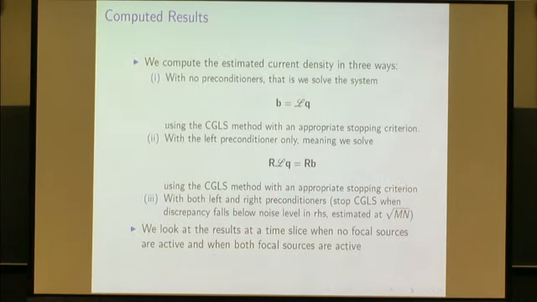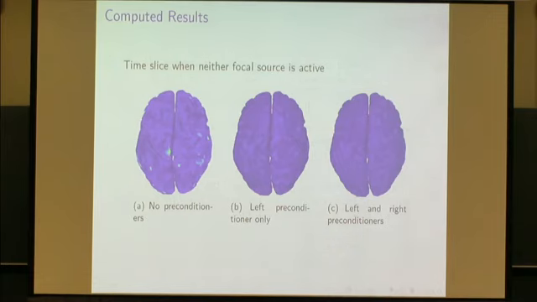So the computed results: we are comparing three solutions. We are using CGLS without any preconditioning, which is already a good idea, with an appropriate stopping criterion, and we are testing with left and right preconditioning. And so here are some results. So this is a time slice when none of the sources were active. And so here we have left preconditioner only, which takes care already of the covariance of the noise. This is with left and right preconditioner, so you should see an empty picture, and that's pretty much what you see. So you don't see any activity here.